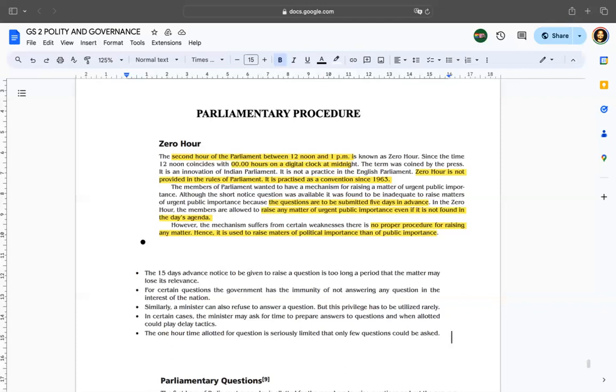for starred, and white for unstarred questions. And then the third category, the last one, is the short notice question. Here, the member of parliament asks questions of the minister, but they have to ensure that they inform the chairperson and the panel that some number of days before, I will ask a question of this minister and you please assign me a slot for that. So that is short notice. You have to give 10 days notice.